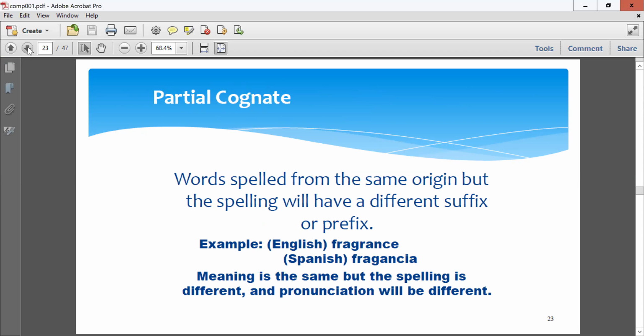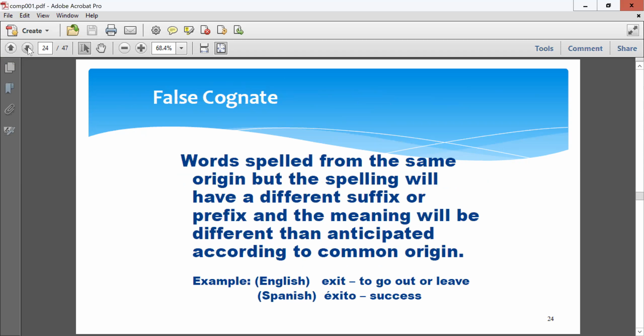And there are cognates in more complex language and simpler language. For example, the younger students, lion and leon, or animal and animal, same idea.